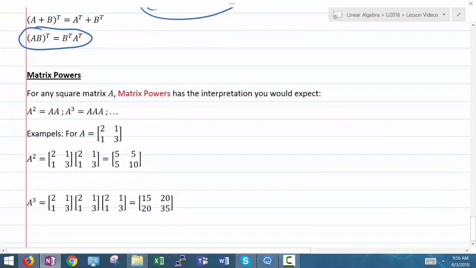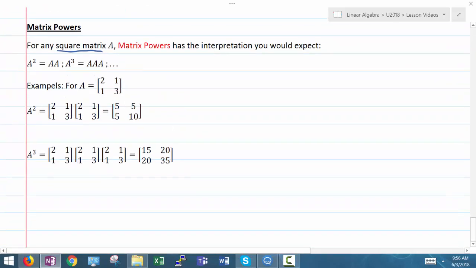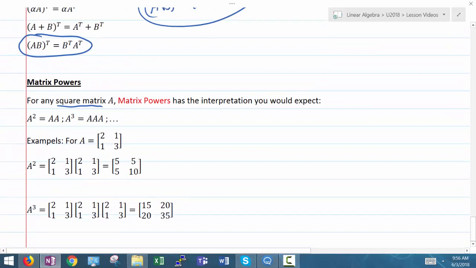Finally, matrix powers. If I raise a matrix to a power, that just means multiplying it by itself over and over again. That only works for square matrices, because if you have a non-square matrix, then A squared may not even be defined. So we just talk about matrix powers for square matrices. Here I gave you some examples of matrix powers. So read the section in the book and then work some of the practice problems.